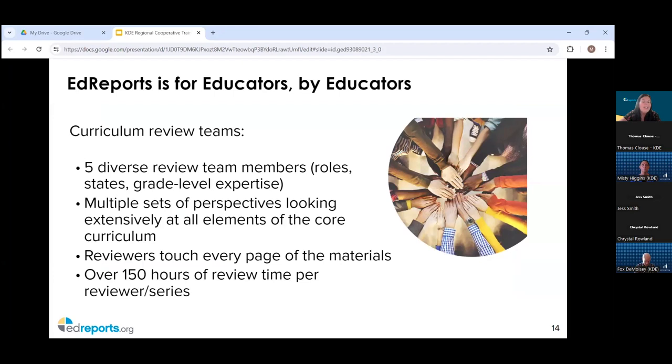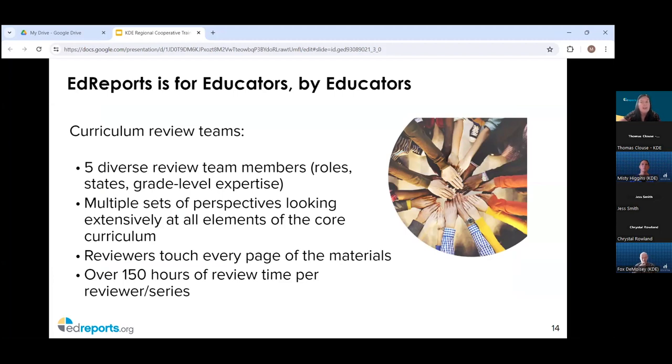We take pride in conducting the work we do with practicing educators in the field. EdReport is a for educators by educators organization. Our curriculum review teams consist of 5 educators with content area expertise representing a variety of roles, states, and grade levels. This diversity ensures that multiple perspectives thoroughly examine all aspects of the core curriculum.